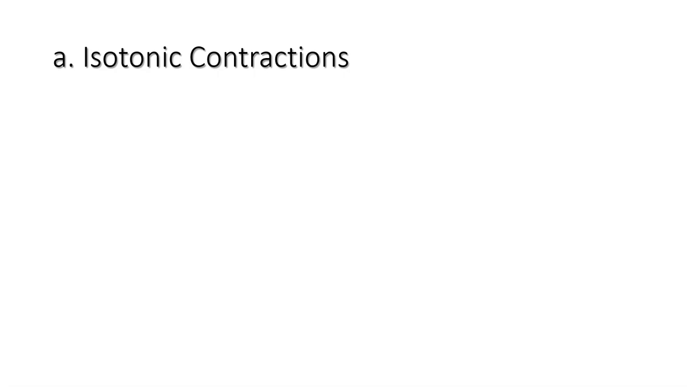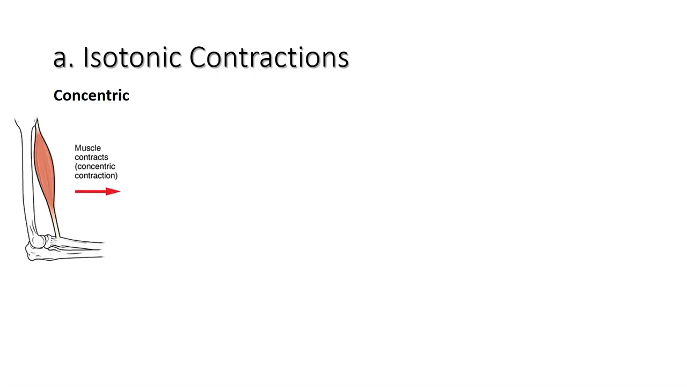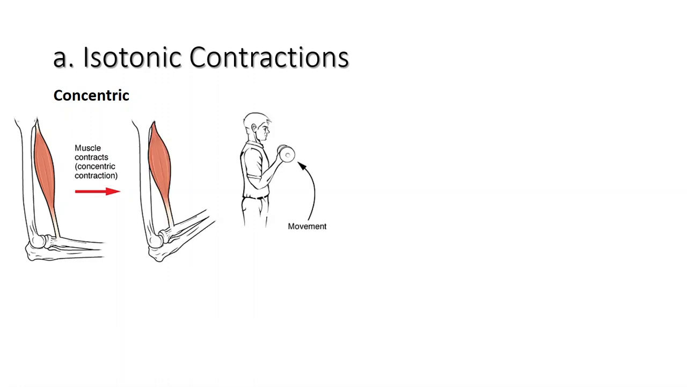As described earlier, keeping tension constant, the length of the muscle changes in isotonic contractions. There are two main types of isotonic contractions, concentric and eccentric. A concentric contraction involves the muscle shortening to move a load. An example of this is the biceps brachii muscle contracting when a hand weight is brought upward with increasing muscle tension.